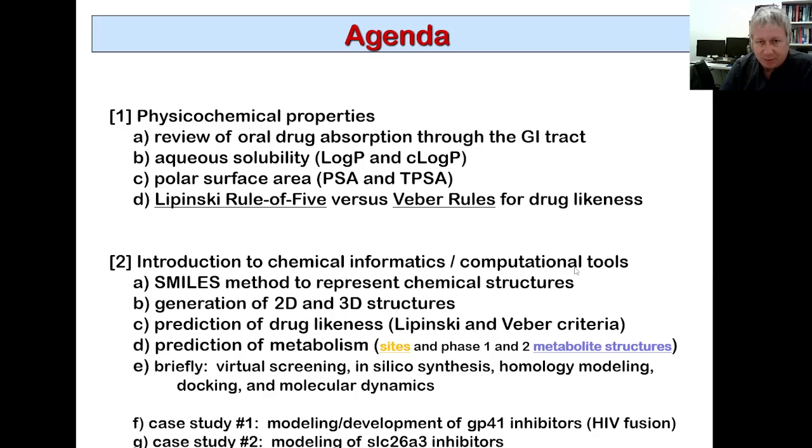A lot of these are web-based tools. We're going to talk about something called SMILES. SMILES is a chemical representation of organic molecules. So we'll learn about the basic idea of that, and we'll then use SMILES to do different things like generate 2D and 3D structures. We're going to use these SMILES strings to predict drug likeness using the Lipinski and the Weber rules.